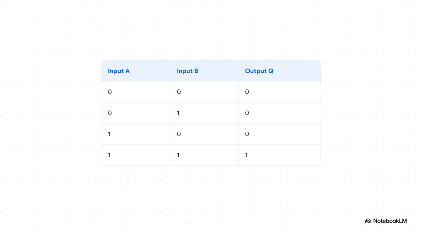And this little cheat sheet, the truth table, it lays it all out for us. You see, if input A is off and B is off, the output is off. If one is on but the other's off, still off. It's only right here, on this last line, when both A and B are on, that the output finally flips to on. That's the both or nothing rule in action.